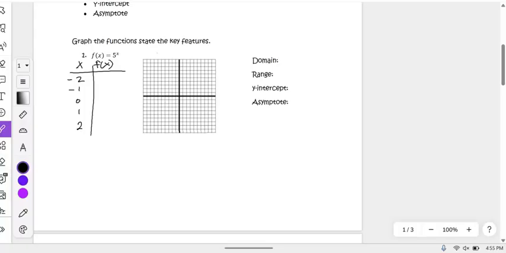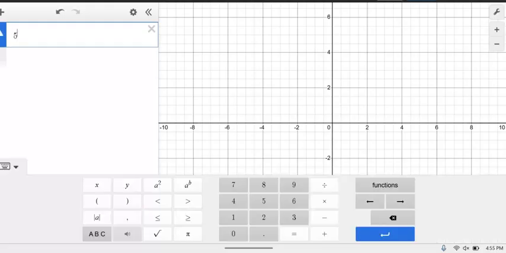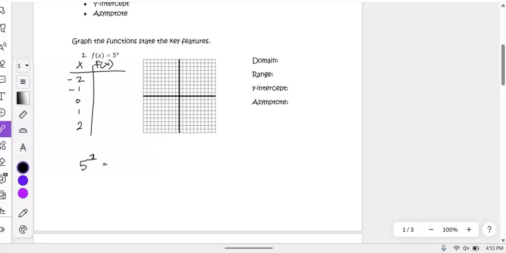So I have 5 to the -2 power. If we go to our calculator, 5 to the -2 power, we get 0.04. Then 5 to the -1 is going to be 1/5. 5 to the 0 power is 1. 5 to the first power is 5, and 5 to the second power is 25.